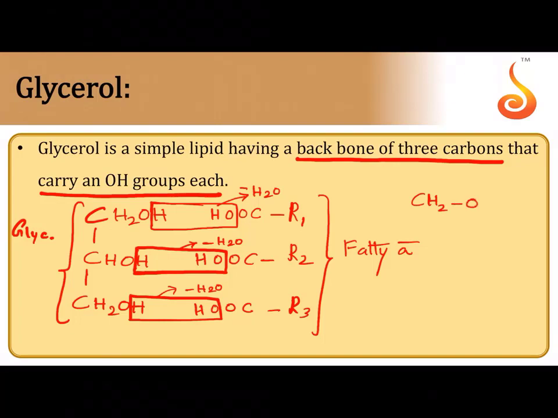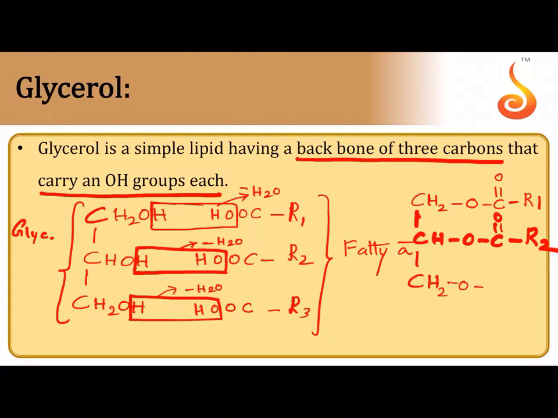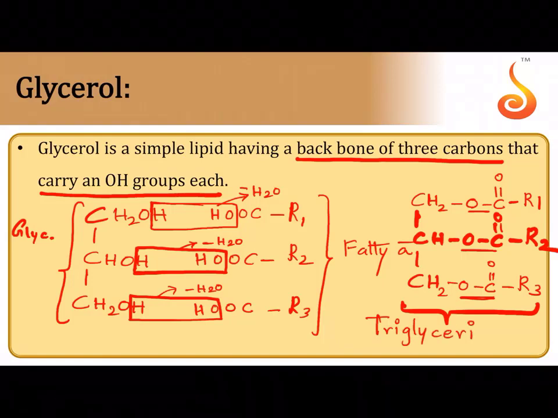So CH2O, C double bond O, R1, then CHO, C double bond O, R2, then CH2O, C double bond O, R3. See this ester bond, carbon to oxygen bond. This is called the ester bond. So the OH group of the glycerol will react with the COOH group of the acid, resulting in the loss of water molecule, and this molecule now, which has one glycerol and 3 fatty acids, what do you call this molecule? It is now called a triglyceride.